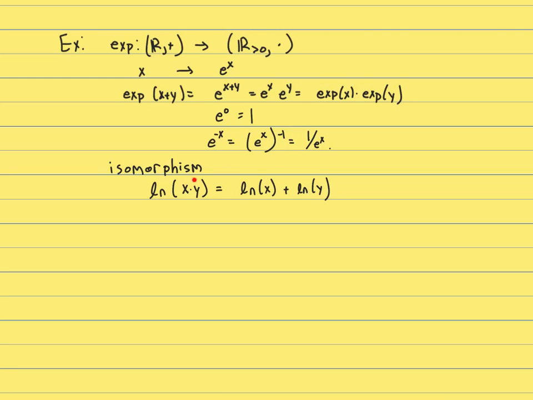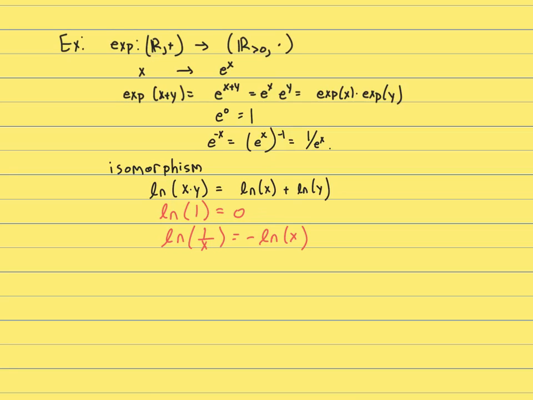And what does that tell you? That tells you that the natural log of x times y is the sum of the natural logs. It also tells you that the natural log of 1 is 0, and that the natural log of 1 over x is negative natural log of x. So a lot of the properties of logs actually come from this perspective.